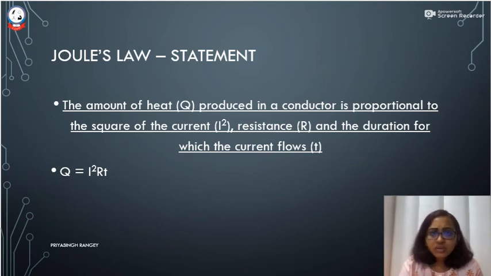So in simple terms, if I want to denote this in the form of an equation, I can say that Q, that is the amount of heat that is produced, is going to be equal to square of the current, that is I square, resistance, that is R, and T, that is the duration. So Q is equal to I square RT is what the Joule's law wants to state.